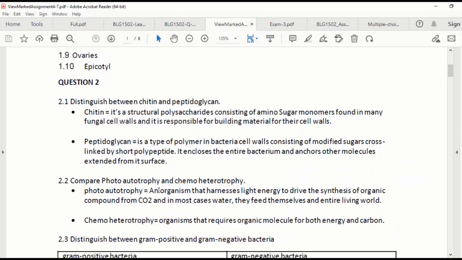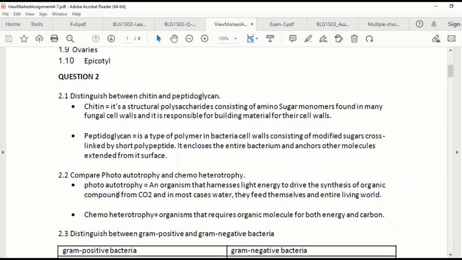Compare photoautotrophy and chemoheterotrophy. Still remember when we talked about this? Yes, no? Photoautotrophy is an organism that harnesses light energy to drive the synthesis of organic compounds from carbon dioxide. In most cases, we're talking about the water. And they feed themselves and the entire living world. And chemoheterotrophs are organisms that require organic molecules for both energy and carbon.